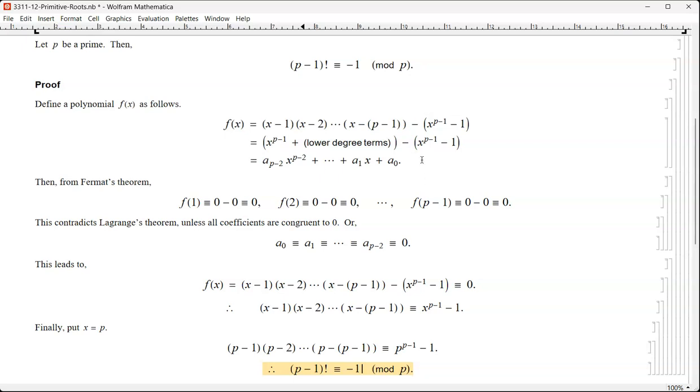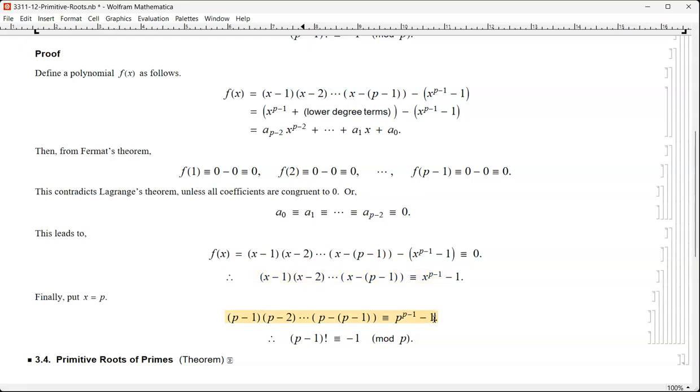So the starting point here, getting this polynomial, was a neat idea: (x minus 1)(x minus 2)(x minus 3) up to (x minus (p minus 1)) minus this Fermat polynomial. But once you get that, it's easy. We have p minus 1 solutions, or p minus 1 zeros, by Fermat's theorem. But that contradicts Lagrange's theorem because this is a polynomial of degree at most p minus 2, unless the coefficients are all 0, so we get the 0 polynomial. So this product and the Fermat polynomial are congruent mod p, and then plugging in p, we get this conclusion.